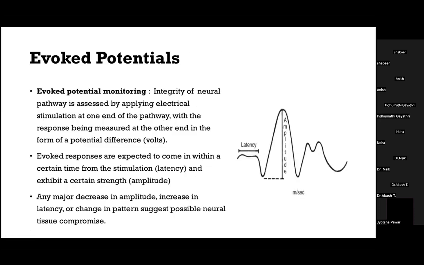Now, evoked potential monitoring is where the integrity of the neural pathways is assessed by applying electric stimulation at one end of the pathway, with the response measured at the other end in the form of potential difference. They expect evoked responses to come within a certain time from stimulation, and this is called latency, and they have a certain strength, and this is known as amplitude. Any major decrease in amplitude, increase in latency, or change in patterns suggests possible neural tissue compromise.